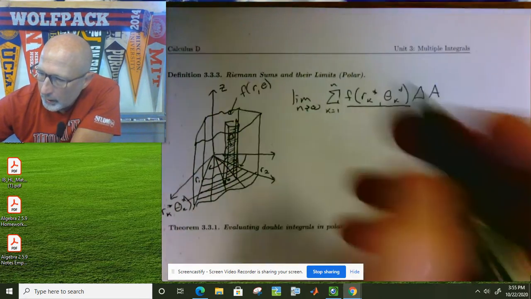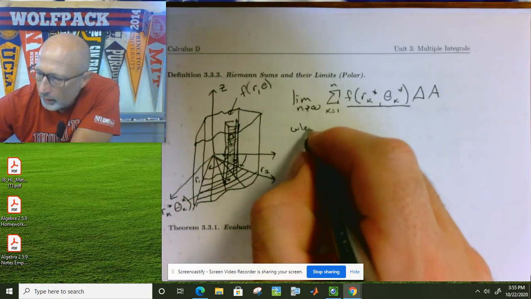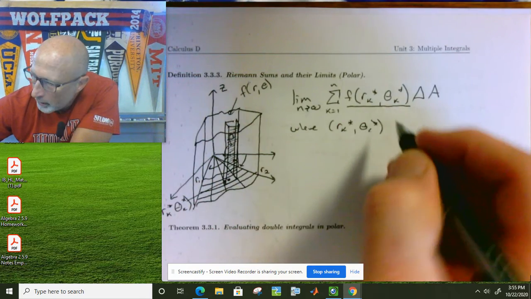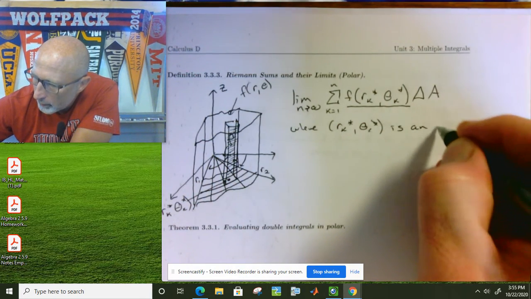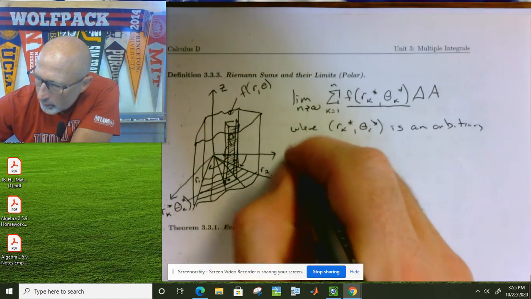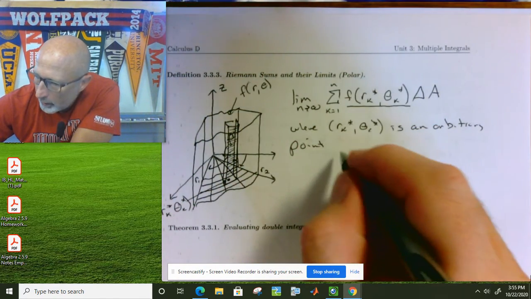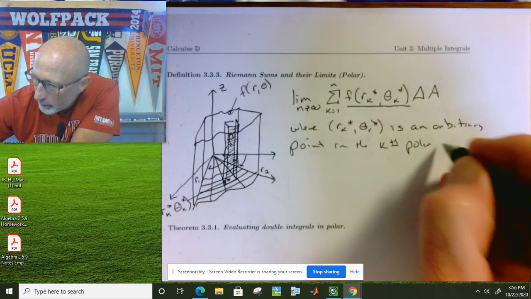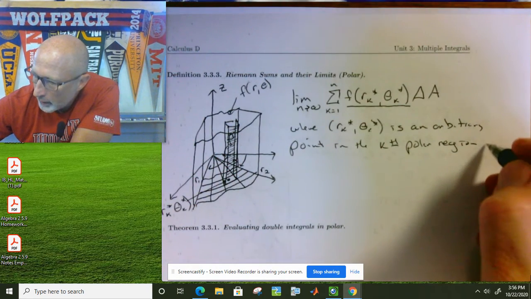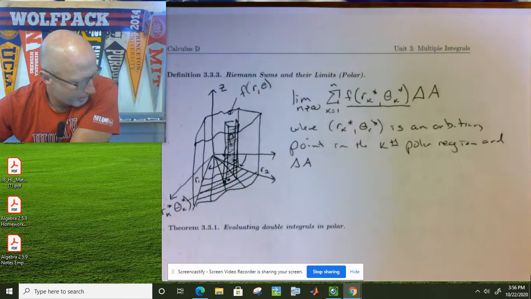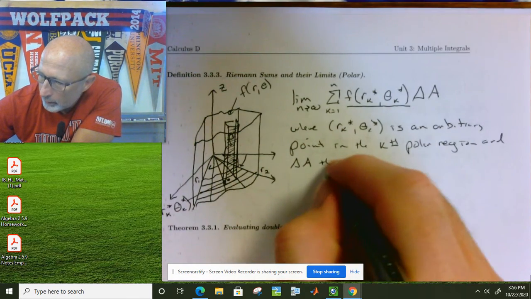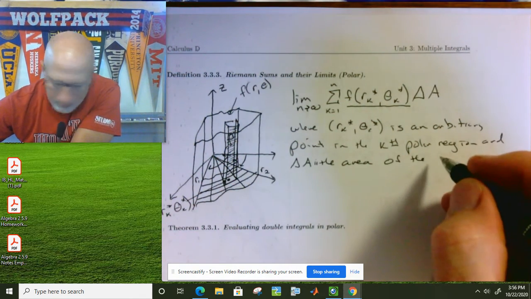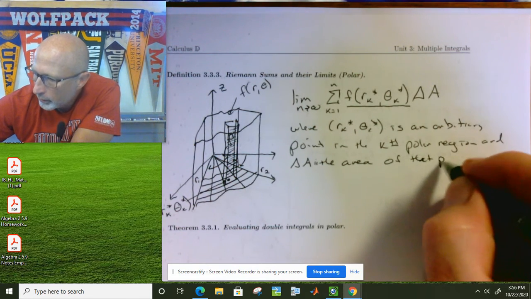I should list out a little bit more here, where r_k star, theta_k star is an arbitrary point in the kth polar region and delta A is the area of that polar region.